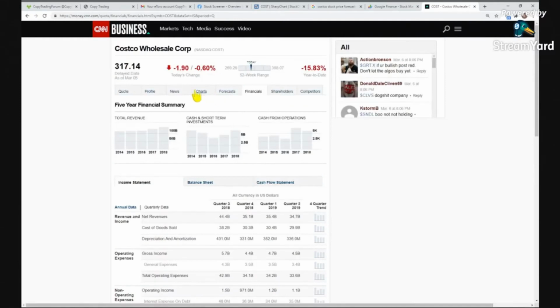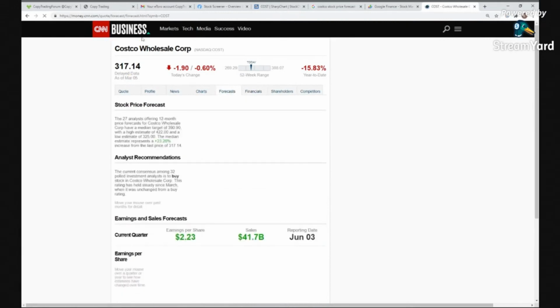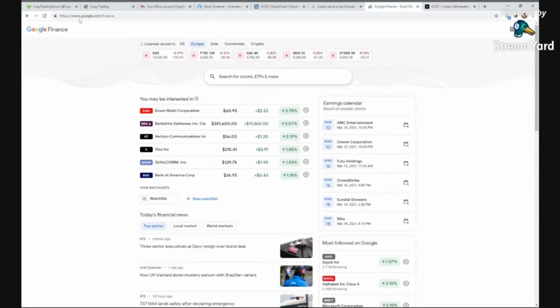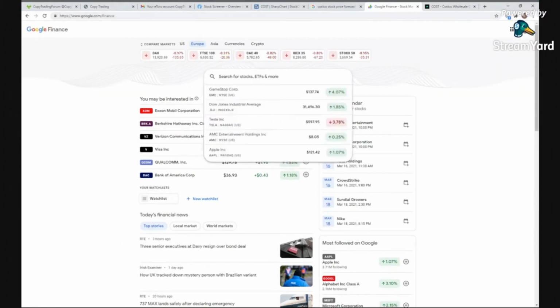Okay, so for the forecast, I use cnn.business.com. Next I want to look at the finances. Okay, I've even got a better website for you guys. Go to Google Finance, so it's www.google.com/finance. I know it's a lot of websites, but it's only Google and CNN and FinViz. That's all you need. Okay. So next I put in COST, because that is what the stock abbreviation is, the ticker name as they call it.